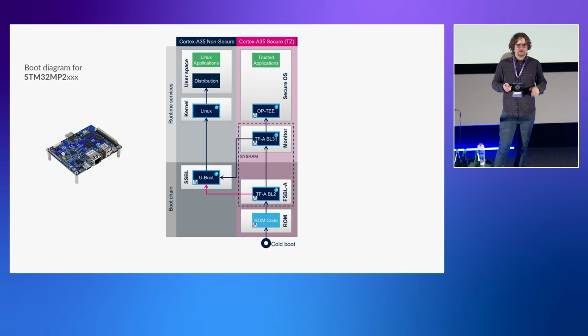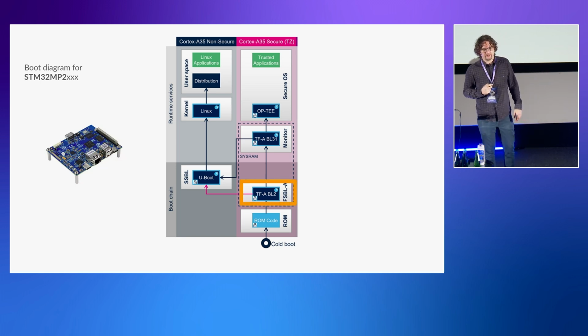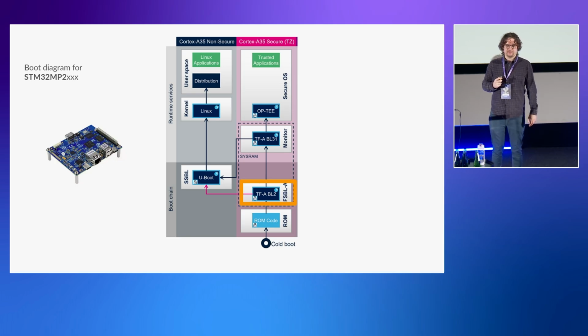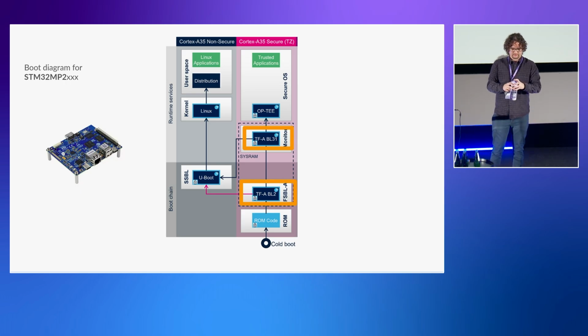And let's go back to this diagram. And most of the things now are explained, more or less. However, there is something that is yet to be explained, and those are those magic symbols BL2 and BL31, because we haven't yet touched on this matter.